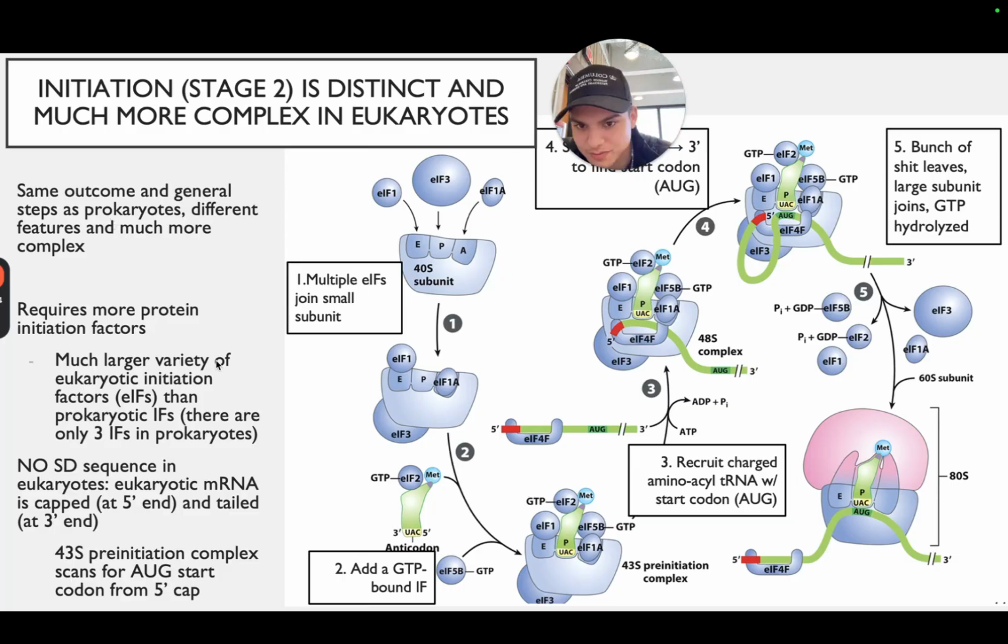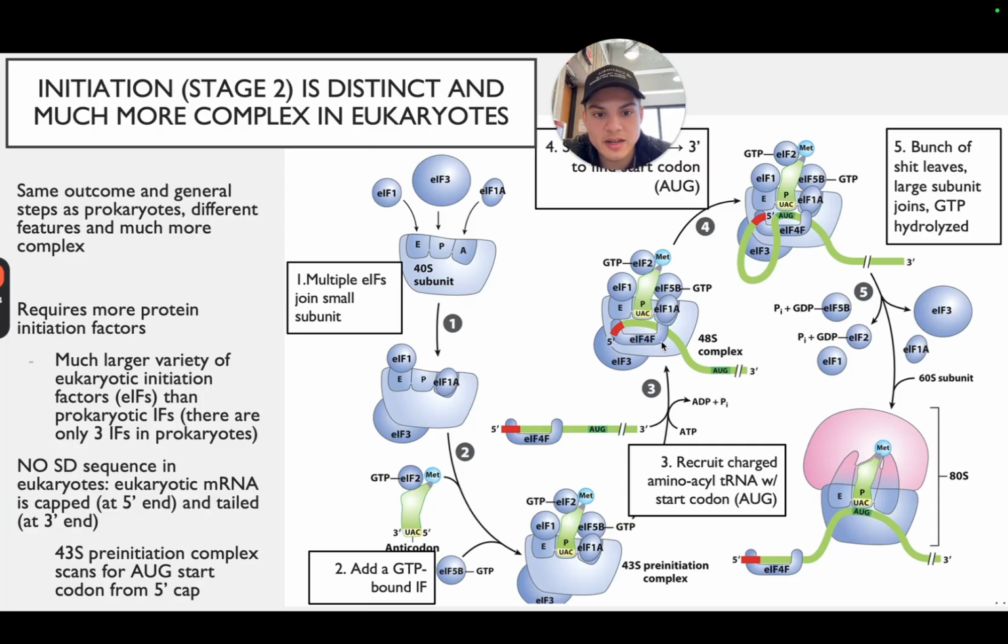So you have multiple eukaryotic initiation factors here. That's why they're called eIFs. Basically, these join the small subunit of the ribosome. These eukaryotic initiation factors are going to bind onto it. And then from there, we're going to add the GTP-bound initiation factor. It's also going to contain the aminoacyl tRNA with the start codon, so the methionine tRNA is going to be bound with it too.